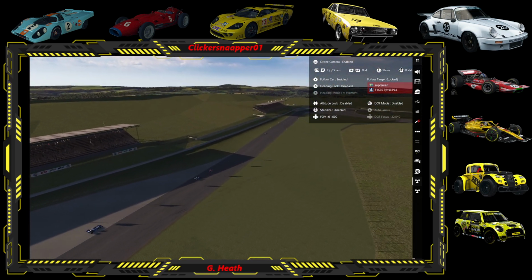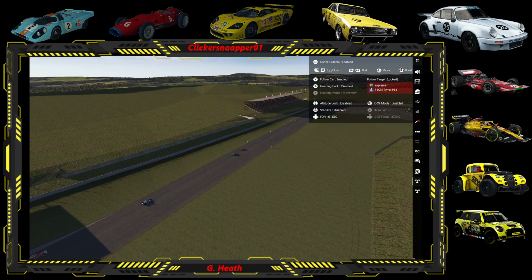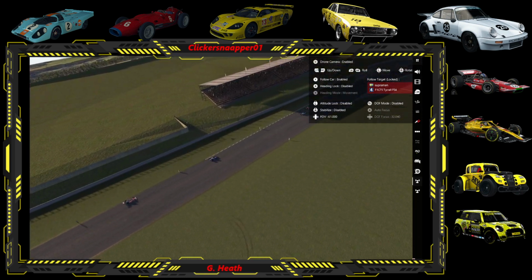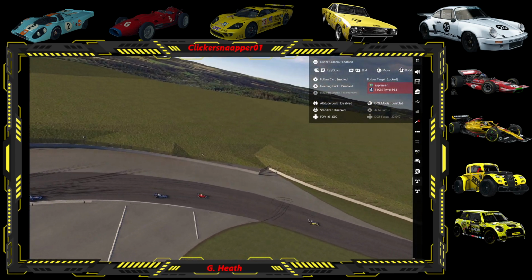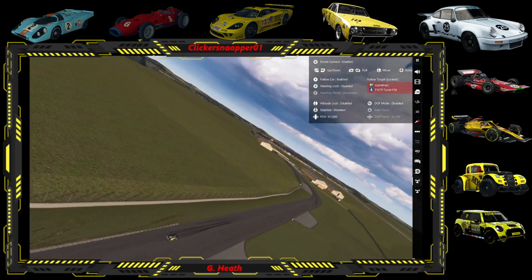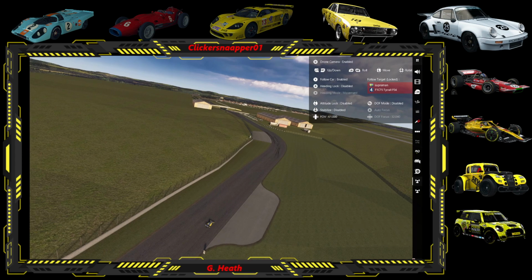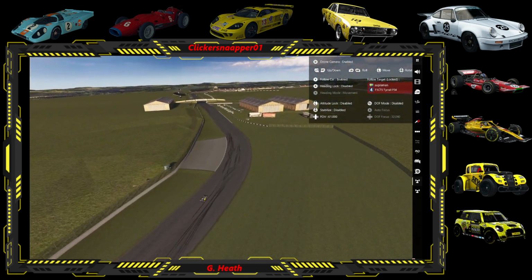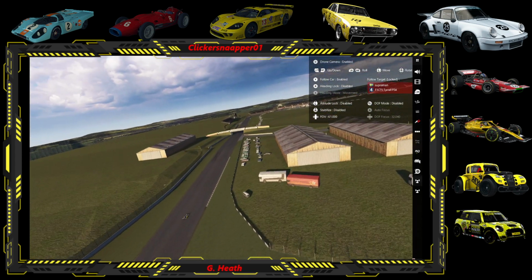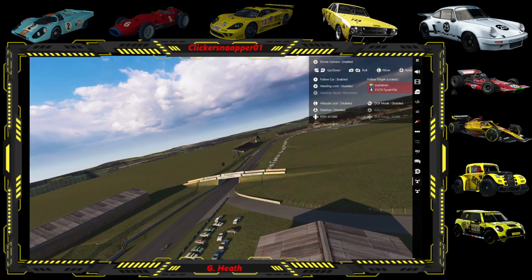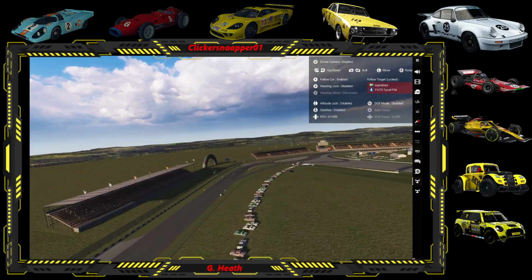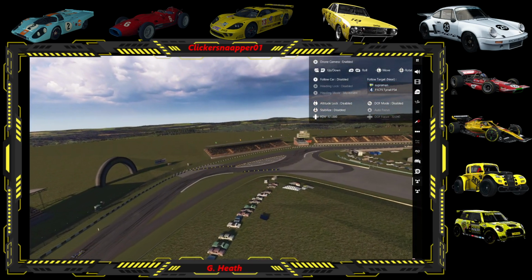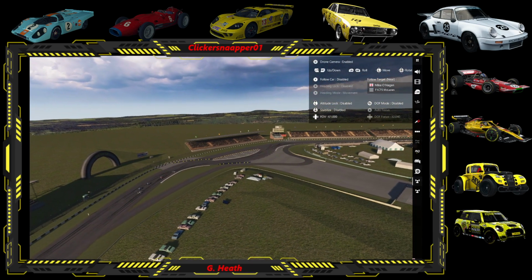Hugh Jass is 3rd. Let's see how these fellas make it through the chicane. Mike England is 11th, appears to be closing in on Superman.